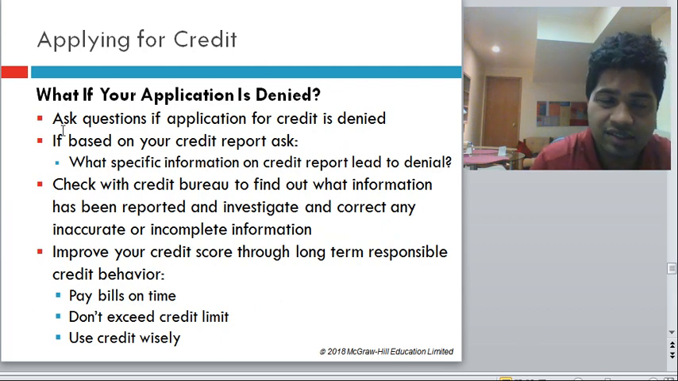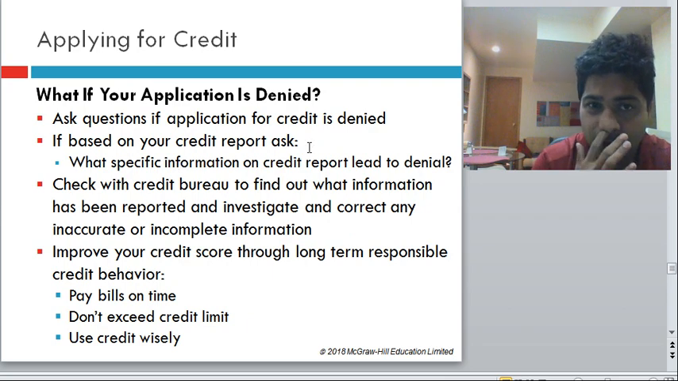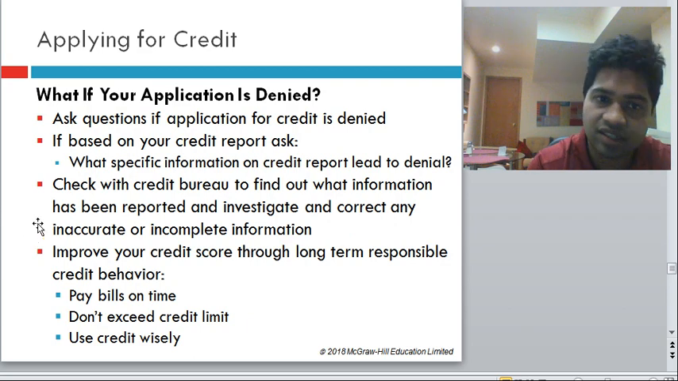What if your application is denied? Ask questions about why it is denied. If it is based on your credit report, ask what specific credit report led to the denial. Check with the credit bureau to find out what information has been reported. Investigate and correct inaccurate information. Improve your credit score, pay bills on time, don't exceed your credit limit, and use credit wisely.